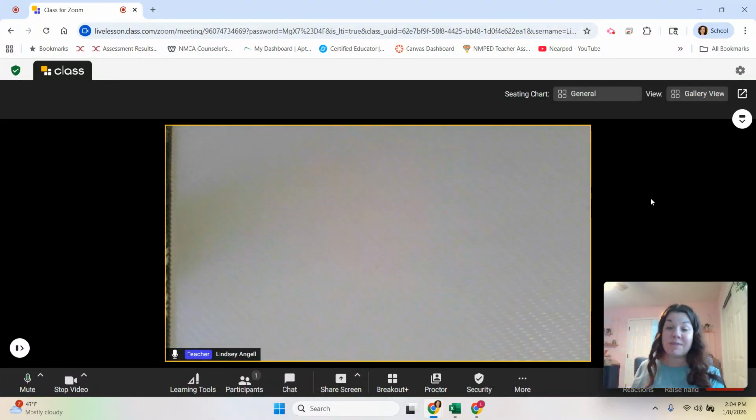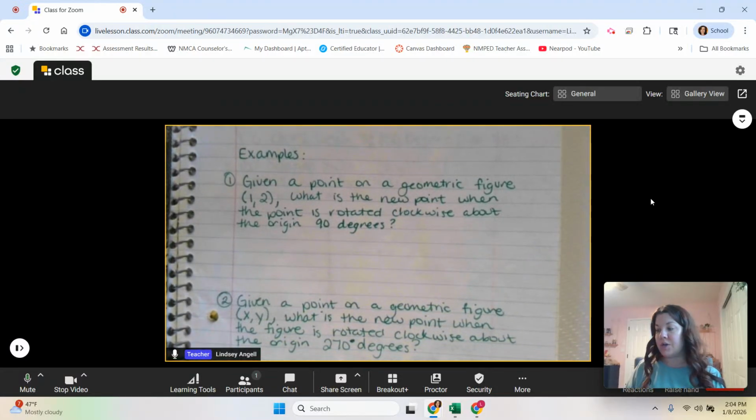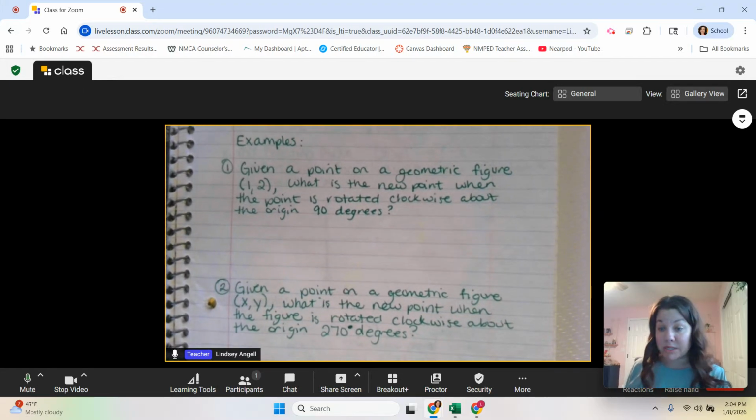So, all right, three examples for you, all taken from your practice and your quick check. With this first one, given a point on a geometric figure, we don't know what the figure is, the point is 1, 2. What is the new point when the point is rotated clockwise about the origin 90 degrees?